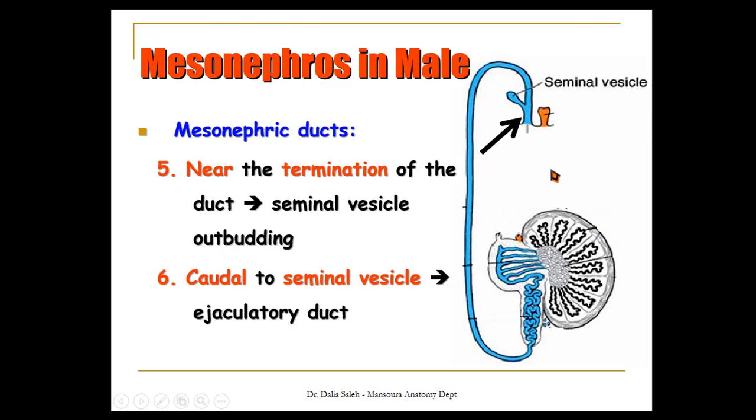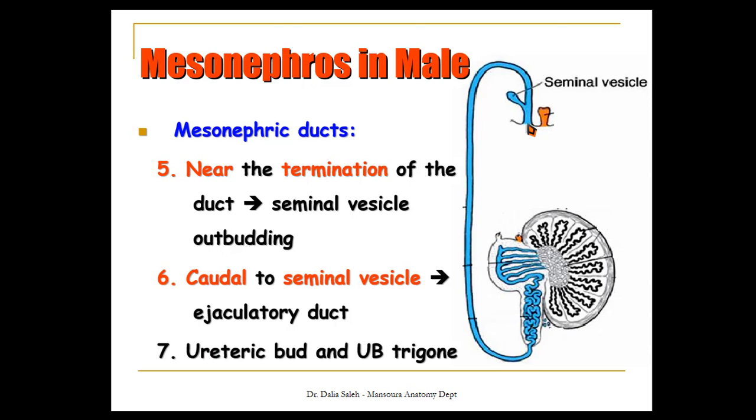The very cranial part will form the appendix epididymis, and then it will form the head, the body, the tail of the epididymis, then the vas deferens, then the seminal vesicle, then the ejaculatory duct. And do not forget that the mesonephric duct also gives rise to the ureteric bud and the urinary bladder trigone, and also, as we will learn now, it will give part of the posterior wall of the prostatic urethra.